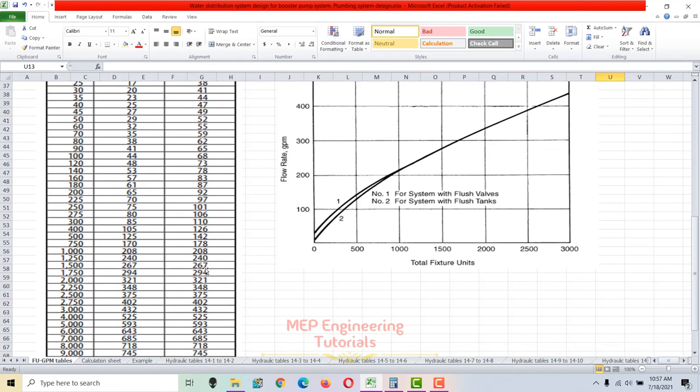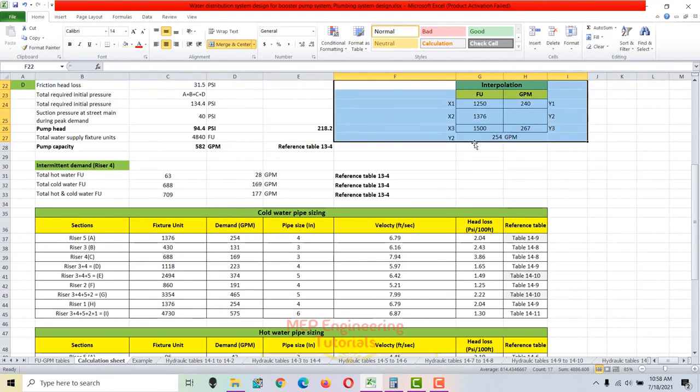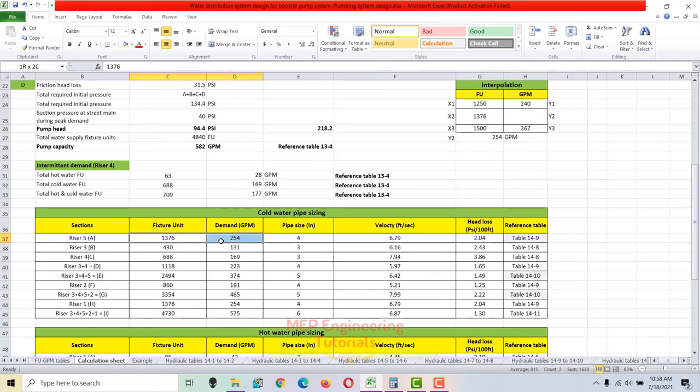So 240 and 267, we write GPM here, and this one is 1250 and this one is 1500, and we need to check the fixture unit value at 1376. So how much is the calculated demand at 1376 fixture units? This is the interpolation formula which I have used to get the exact value of the demand, that is 254 GPM. So now we know the demand at 1376 fixture units.